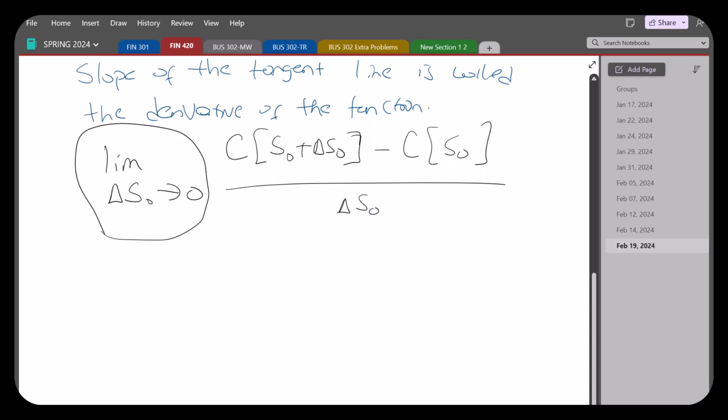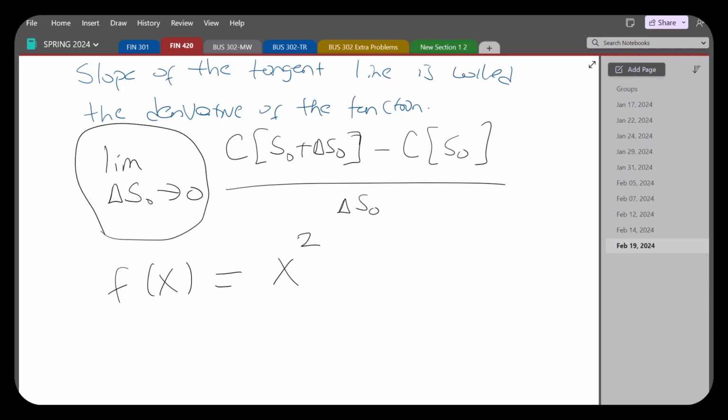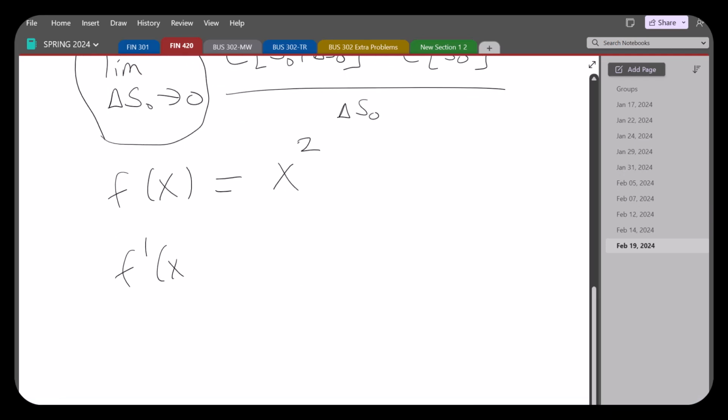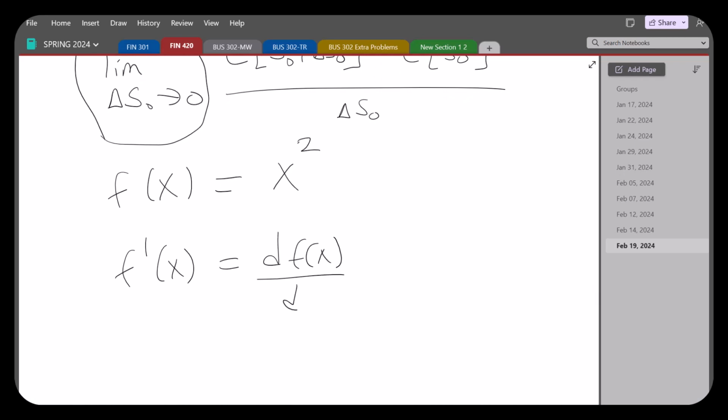Just to give you an idea, suppose we have a function x squared, okay? And I wanted to calculate the derivative of that, which is f prime of x, which is df of x over dx. This is the limit as delta x goes to 0 of f of x plus delta x minus f of x, over delta x.